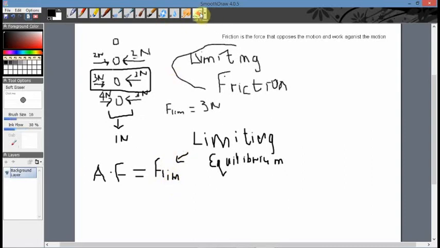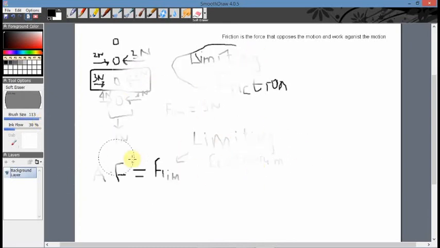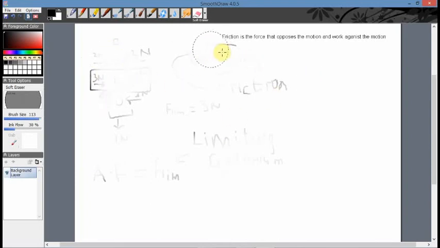Now, I'm going to give you a formula. Let me erase this. So what we have to understand is what is limiting friction and what is limiting equilibrium. Now we need to understand a formula to solve questions. What is the formula of limiting friction?